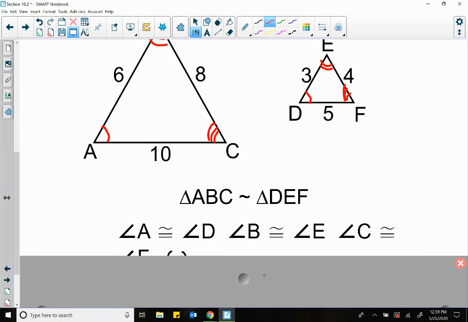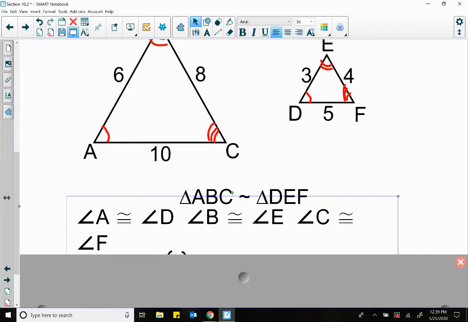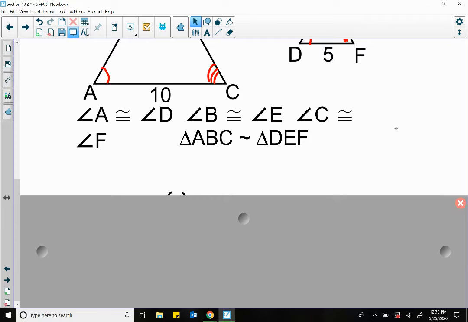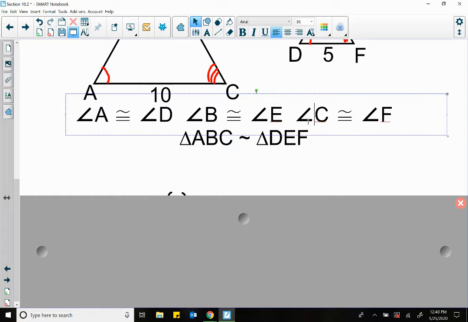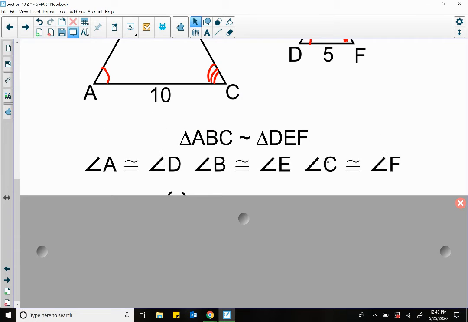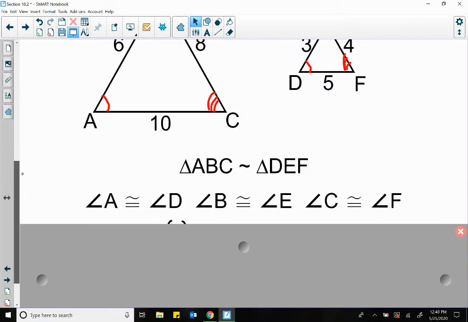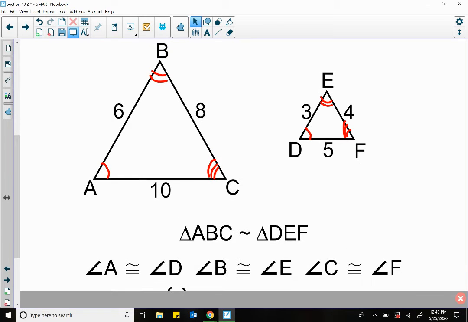All right, so if I scroll down, you can see what I just talked about right there. Uh-oh, why did my angle F go over there? That's weird. That shouldn't have happened. There we go. Don't know why that happened, but it did. So angle A is congruent to angle D, and I show that in the picture. Angle B is congruent to angle E, and angle C is congruent to angle F. That's because those are corresponding angles.